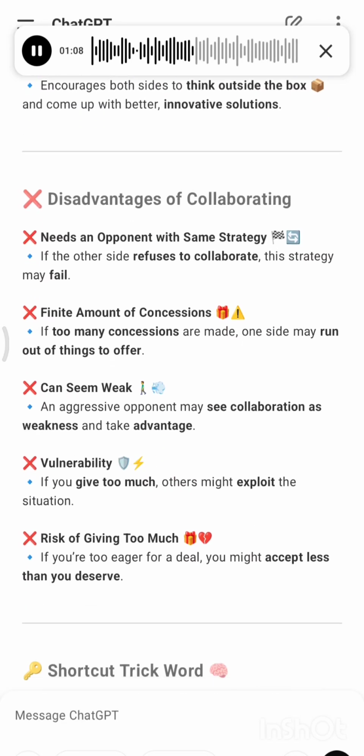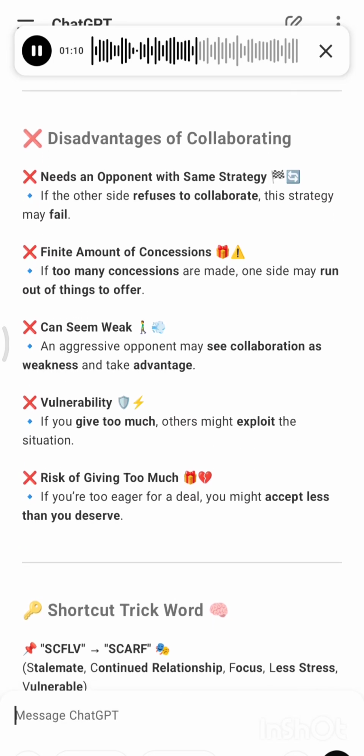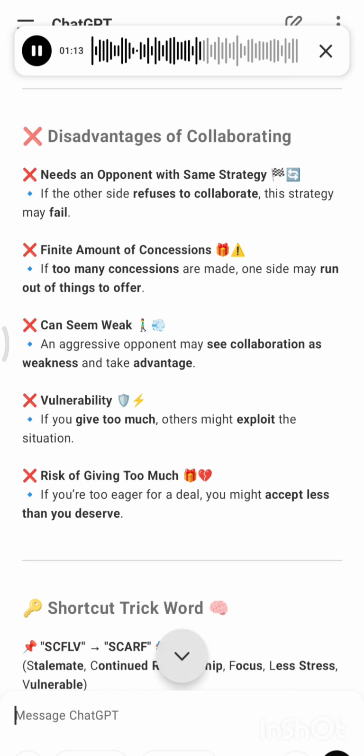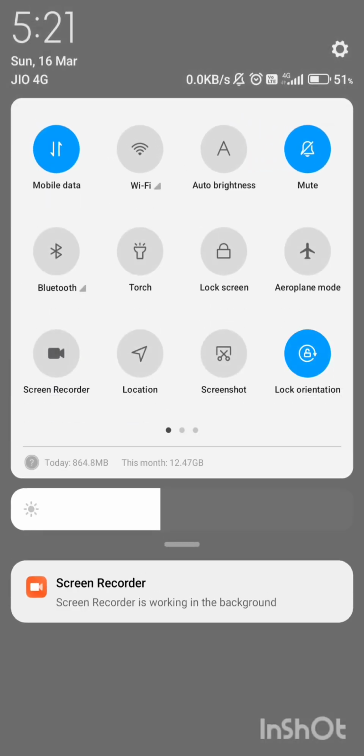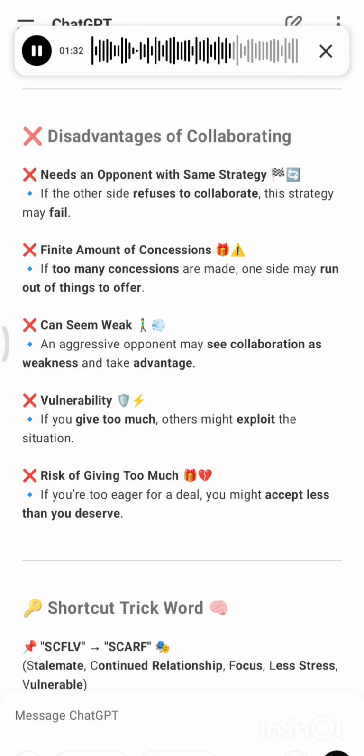Disadvantages of collaborating. Needs an opponent with the same strategy. If the other side refuses to collaborate, this strategy may fail. Finite amount of concessions. If too many concessions are made, one side may run out of things to offer. Can seem weak. An aggressive opponent may see collaboration as weakness and take advantage. Vulnerability. If you give too much, others might exploit the situation.